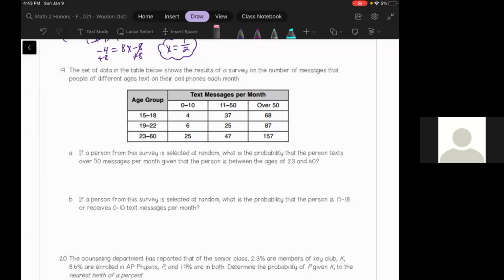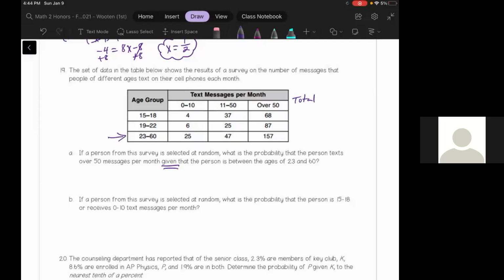Okay, so at this point, if I take a look at this two-way frequency table, I'm solving a probability, and that key phrase we've talked about this year showed up. It said at the end, given that the person is between the ages of 23 and 60. In other words, they are somewhere in this row, and we're trying to find the probability that they're texting over 50 messages per month. It would be a good idea to figure out the totals of this row, because I know they're in one of these three columns, but let's see how many total that is.